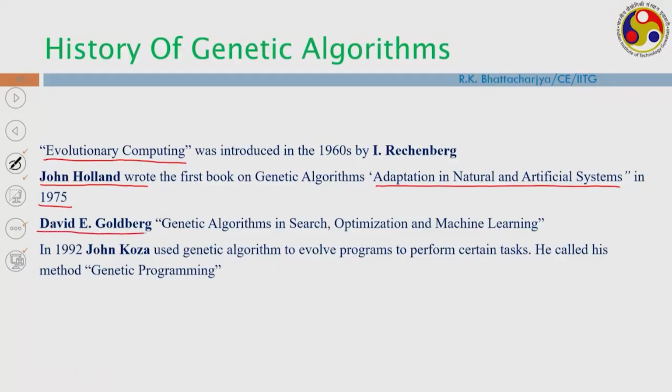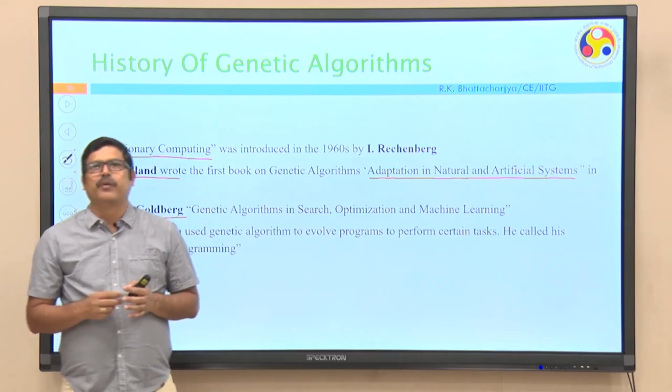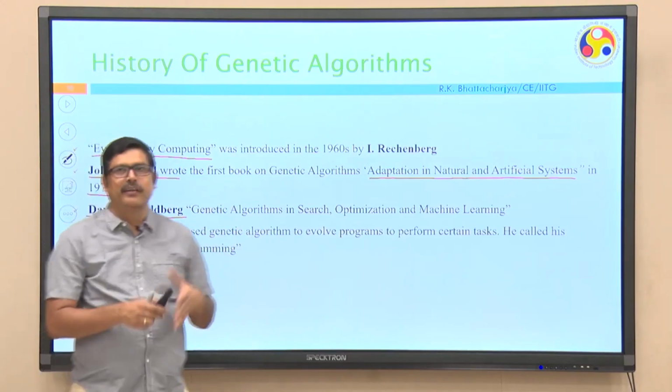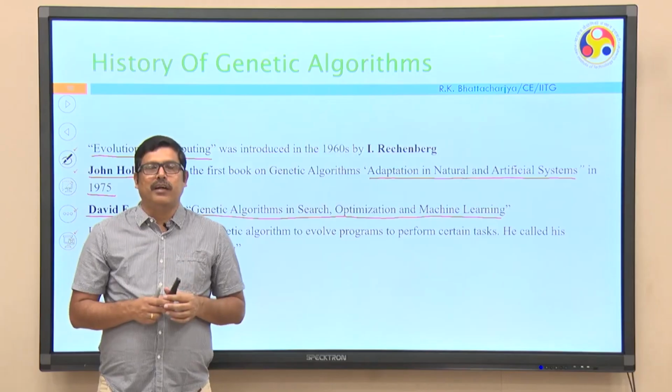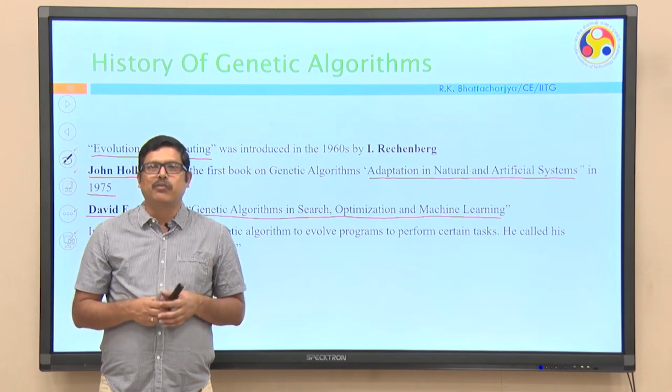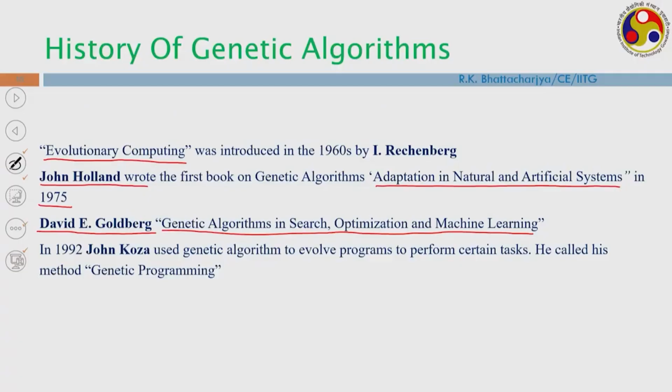Then David Goldberg, a PhD student of Professor Holland, did a lot of work on genetic algorithm, and he eventually wrote a book in 1989. The name of the book is Genetic Algorithms in Search, Optimization and Machine Learning. It was one of the most popular books at that time. He used genetic algorithm in solving different complex nonlinear optimization problems, and finally he could establish genetic algorithm as a powerful optimization technique. After Goldberg, many people have used genetic algorithm in solving complex optimization problems.